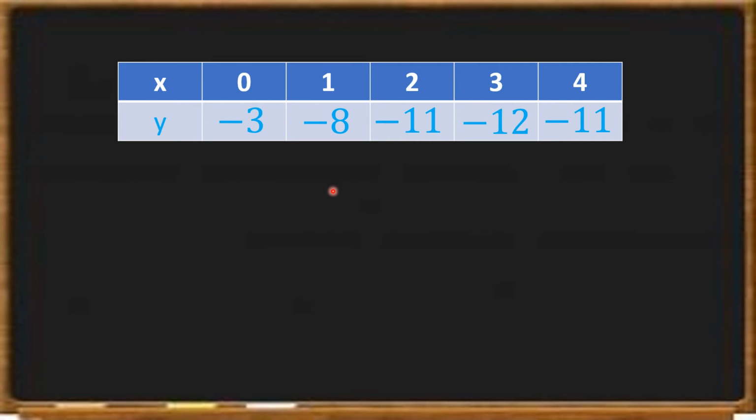So this is the table. We need to know what is the equation of the quadratic function of this table. We already proved that this table is a quadratic function. So what is the equation of the quadratic function? We will use points. So this is a point 0, -3, another point 1, -8, and another point 2, -11. It's up to you which point you will use, as long as it is in the table.